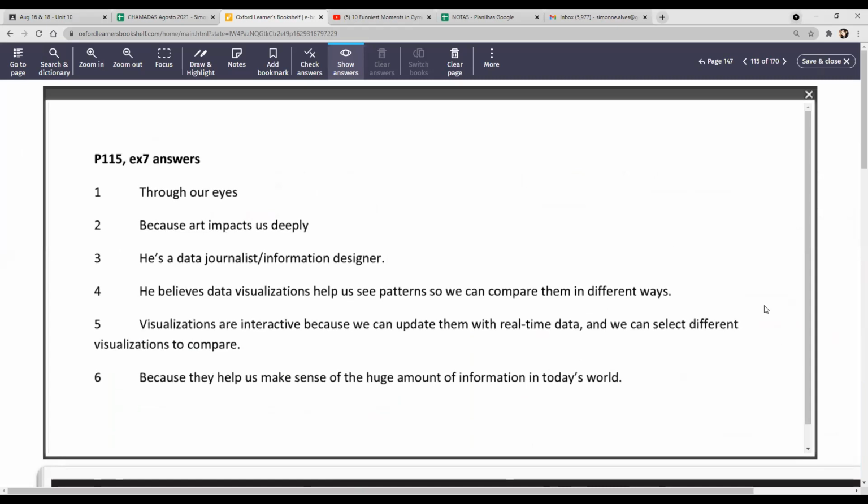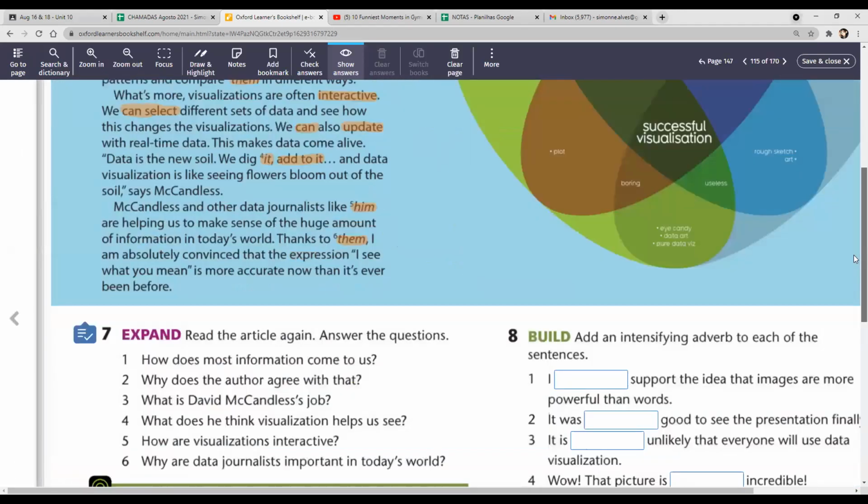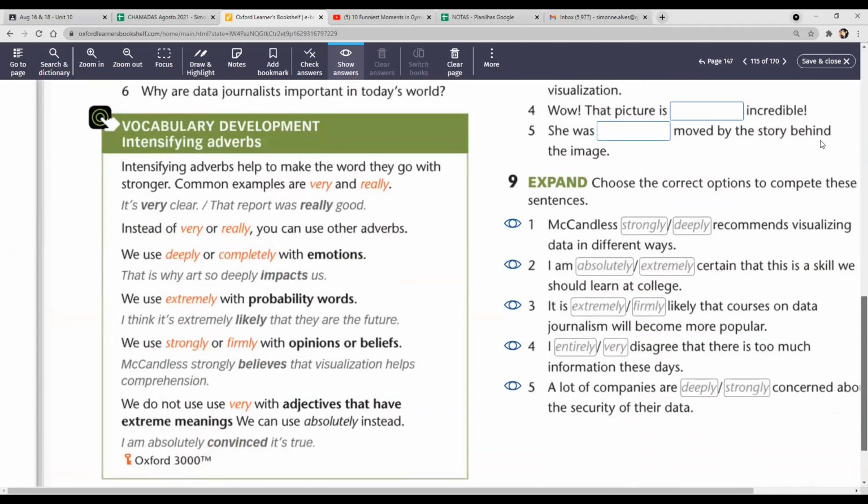Okay, can I close? Yes, yes. All right, okay, people, sorry. All right, maybe who knows, you decide to become a data journalist or want to work with this kind of field. It's interesting.